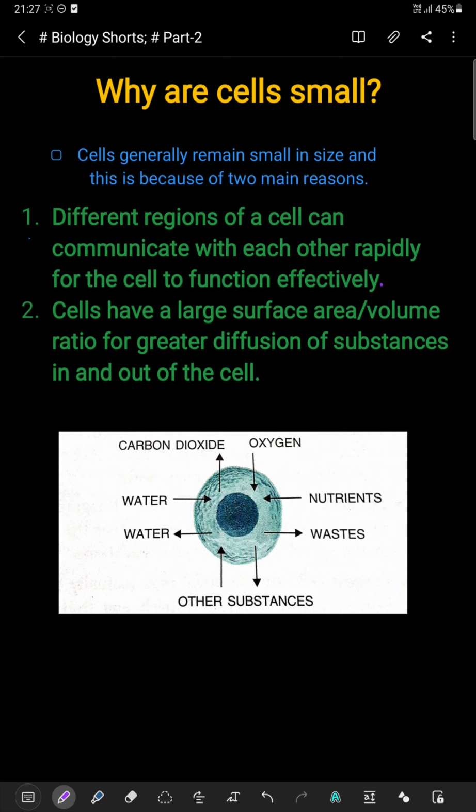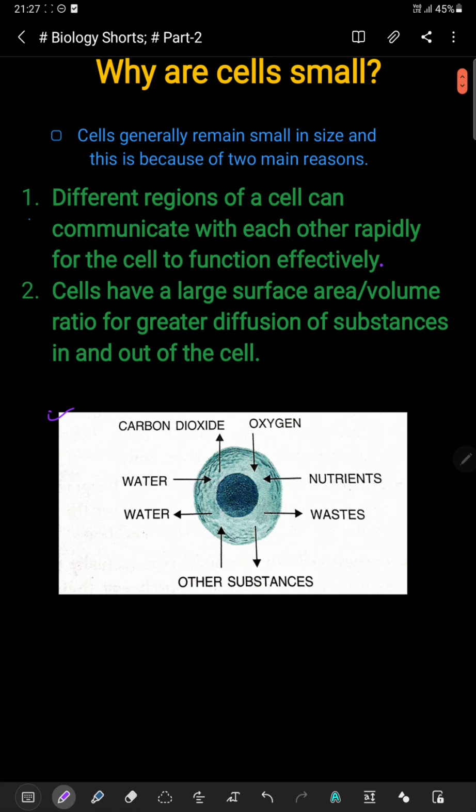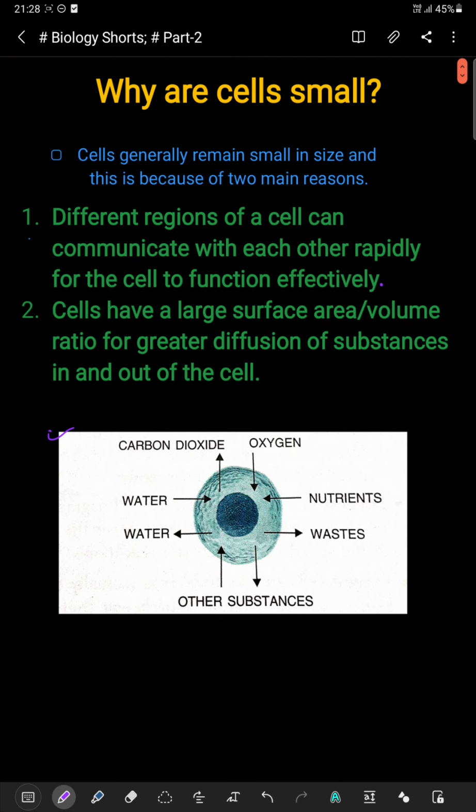Now, different regions of the cell. Here you can see in this image that cells are small in size. Because of this small size, they can communicate with each other fast. This whole will form one tissue. I told you the cell is the smallest unit, so this whole will form a tissue. There are different parts in a cell: in an animal cell there are different parts, in a plant cell there are different parts, as we studied in 6th class.